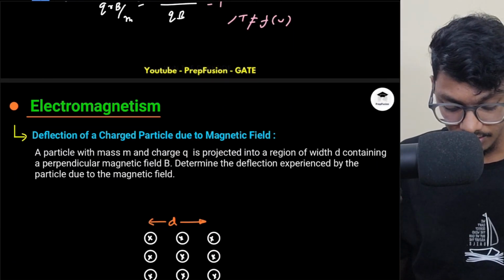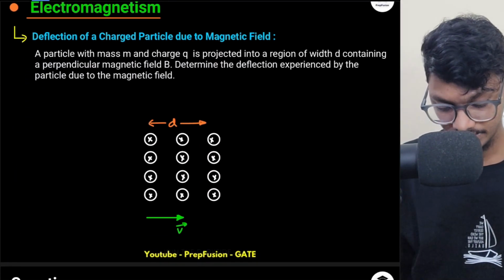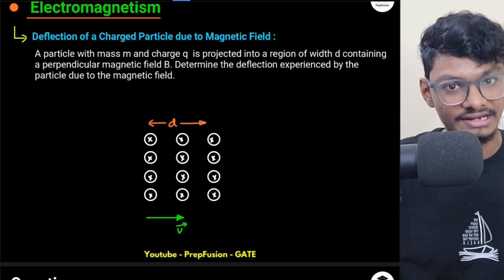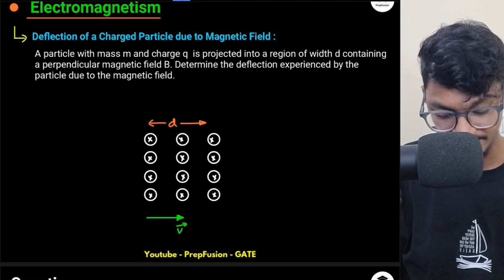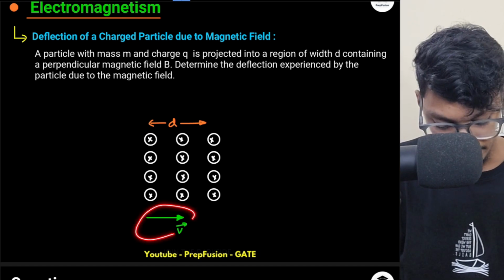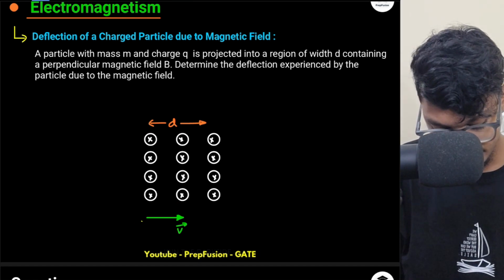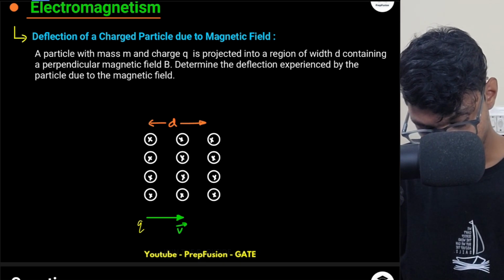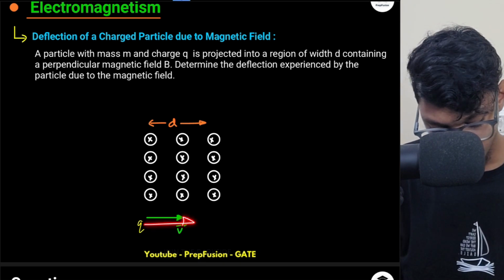So now let's come to the next concept: if I have a magnetic field, but it is not spreading infinitely. We have a finite amount of magnetic field. Let's say it is extending up to d. So what will happen? This particle q is moving with a velocity of v in this direction.